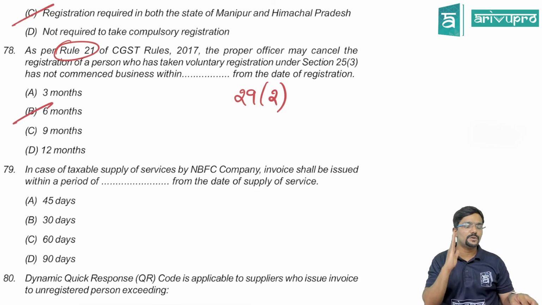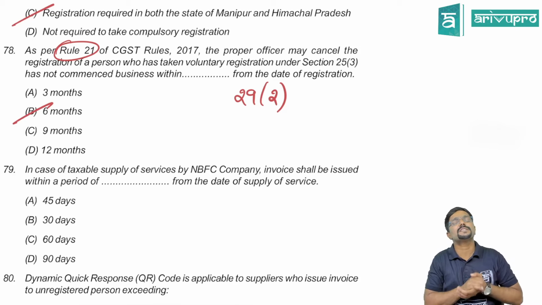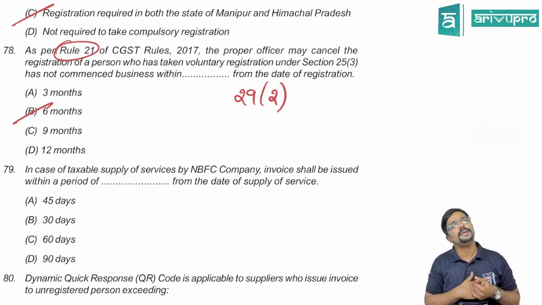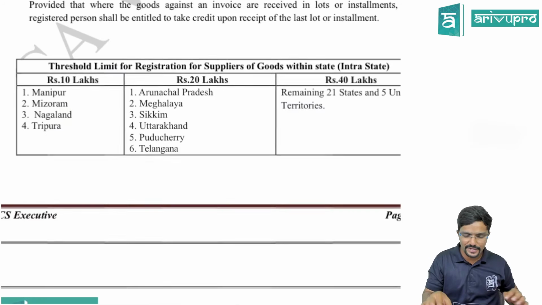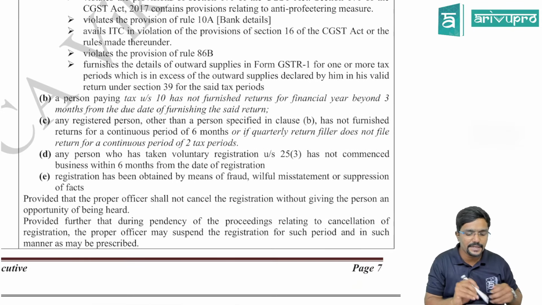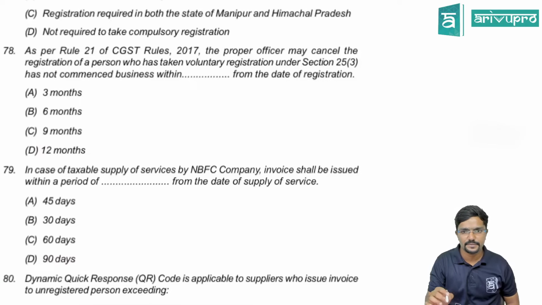Registration can be cancelled in two scenarios. That is, when the registered person himself has applied for cancellation, as per section 29 subsection 1, or the proper officer on his own, because the registered person has violated some provisions of GST law. Then the proper officer can give a notice, and after receiving the reply he will have the right to cancel the registration of a person. So this is a part of 29 subsection 2. In 29 subsection 2 you can see this point D: any person who has taken voluntary registration has not commenced the business within 6 months from the date of registration. Yes.